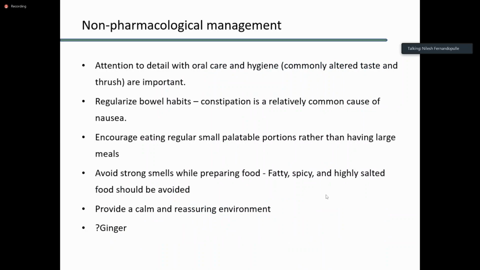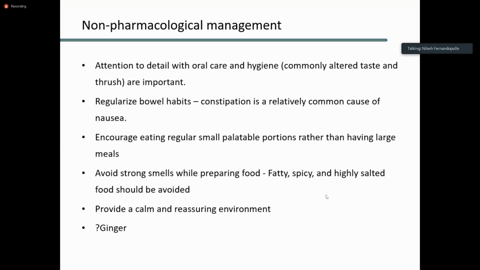For non-pharmacological management, they say always look at the mouth and see whether the oral hygiene is good, because bad oral hygiene itself can cause nausea and vomiting. And like I told you, see about the bowel habits. Any patient who comes with vomiting, ask them, are they constipated? If they are constipated, you need to relieve that obstruction down there. Otherwise, it will not get better. So ask about the bowel habits and try to correct it.